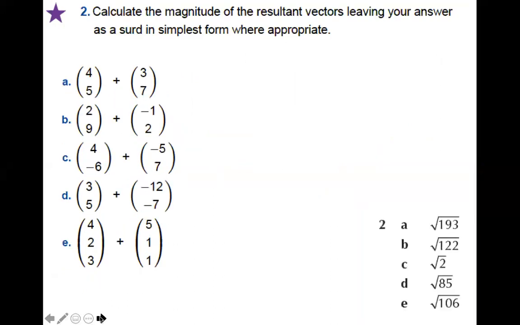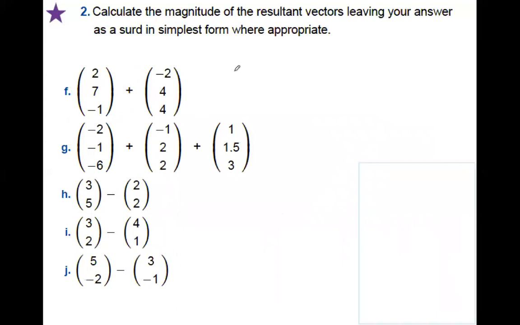So it's the same exercise. So we're going to do f. Okay, so let's try and do f. How would we do f? To calculate the magnitude, I need to find the vector first. So I'm adding 2 vectors.